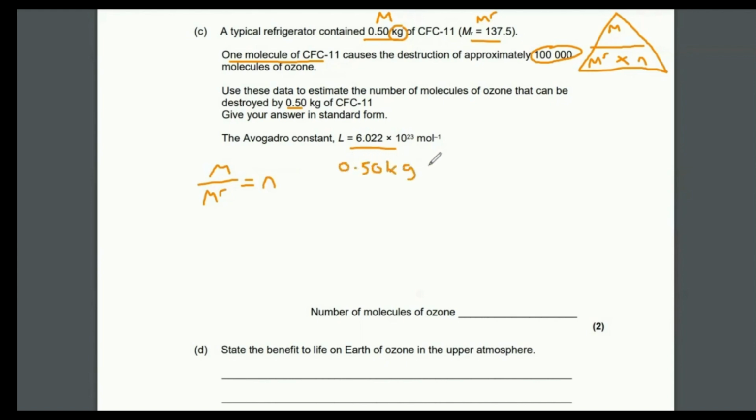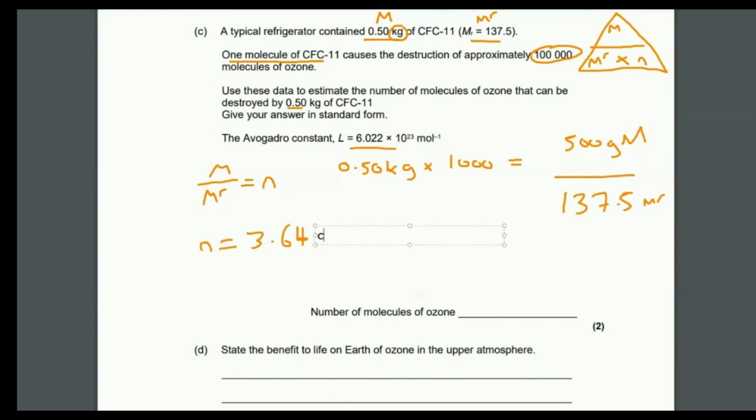So I've got 0.50 kilograms. What do we need to do to that? So we times by 1,000, we get 500 grams of CFC divided by the MR of CFC, which is 137.5. And that's going to give us n, which we use for the number of moles. And the number of moles is going to be something like 3.63. We could round that to 3.64 if it's bigger, and it is, because on my calculator it's 3.636363. So I'm rounding it to 3.64. That's the moles of CFC. So you've at least scored a mark here working out the moles of CFC.